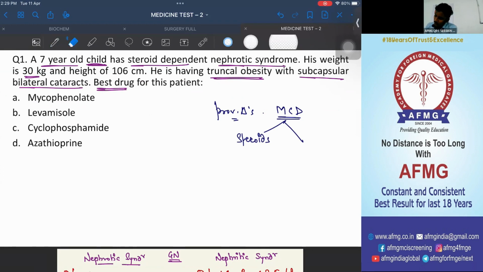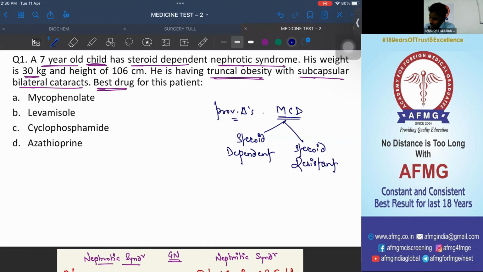Okay? So definitely most of the children with minimal change disease will improve with steroid administration. So the patients who improve with steroid administration, these cases are called steroid dependent nephrotic syndrome. Whereas the other cases which will not improve with steroid administration, meaning even after giving steroids for a long time, for around 3 weeks, 6 weeks, the child is still not improving, then it would be called steroid resistant. Very good. It is called steroid resistant because the child is not responding to steroids. Okay? Then it would be called steroid resistant nephrotic syndrome.